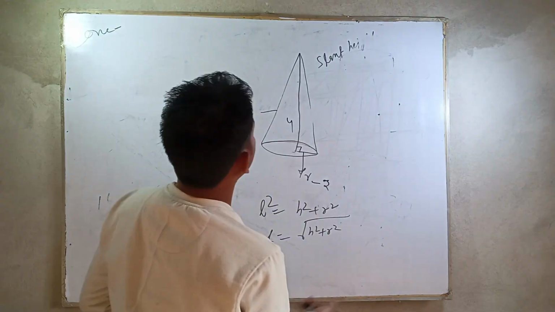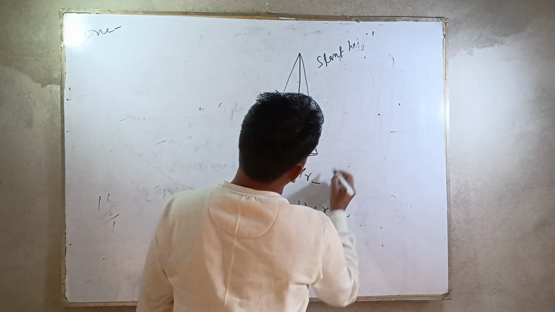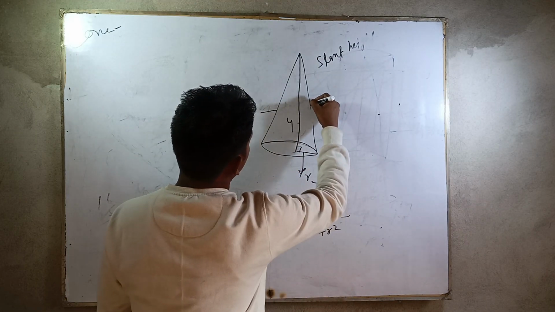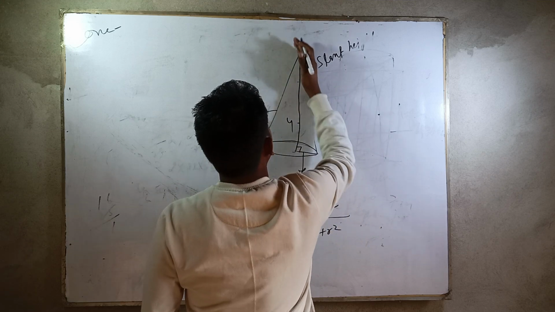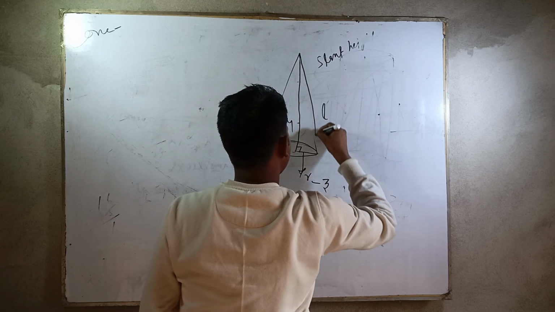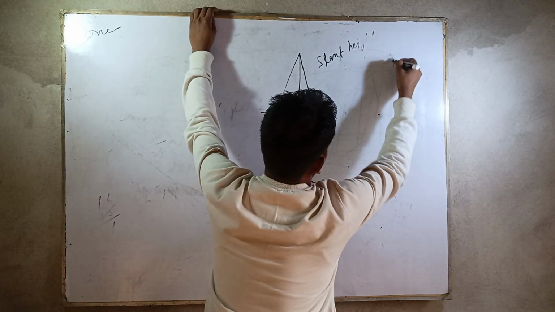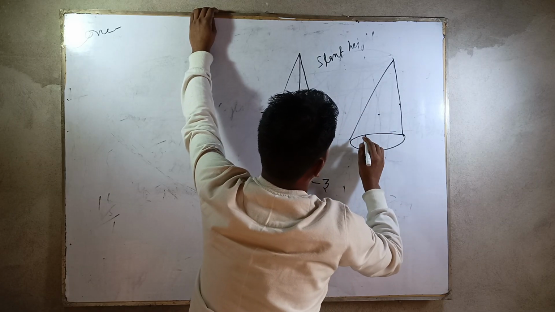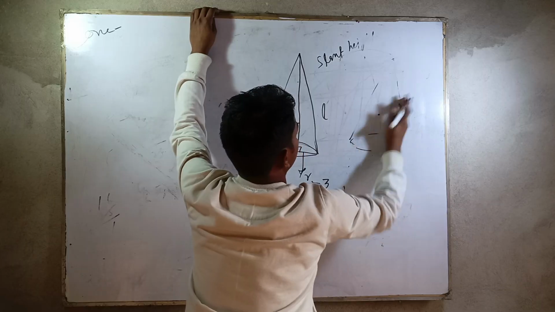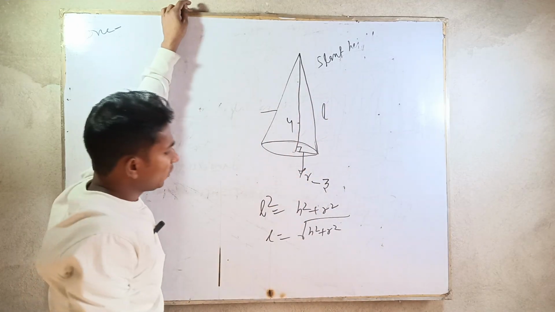Suppose h is given as 4 centimeters and r is given as 3 centimeters. Then how will I find l? L means slant height. Slant height is always drawn like this in the figure. This one is the slant height. So how will I find it?